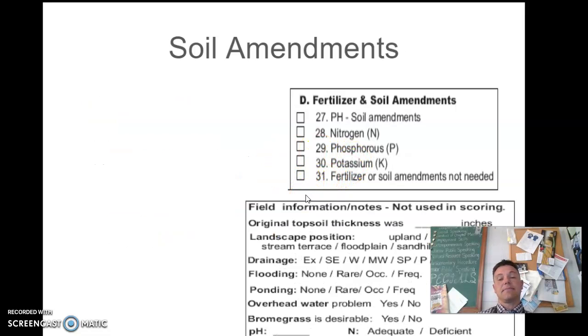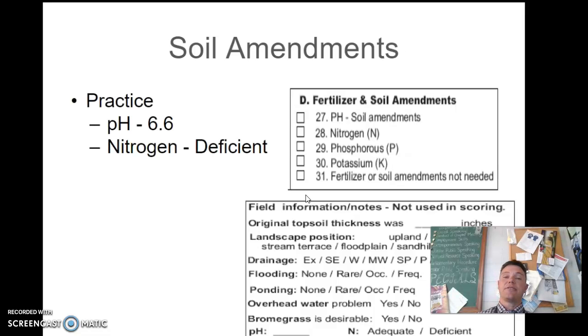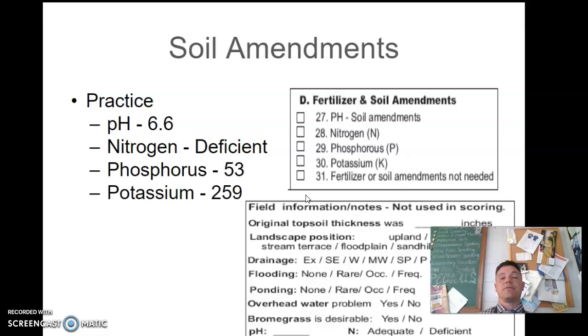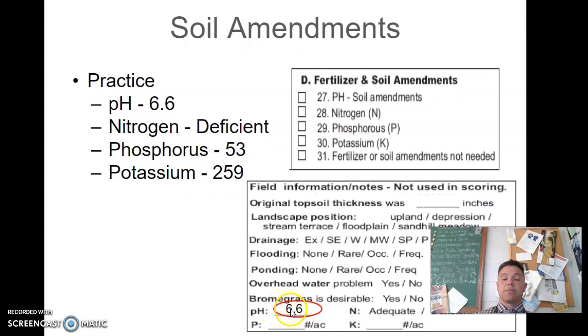For some practice, if our pH is 6.6, our nitrogen is deficient, phosphorus is 53, and potassium is 259, we would identify that our pH is 6.6, our phosphorus is 53, our nitrogen is deficient, and our potassium is 259.